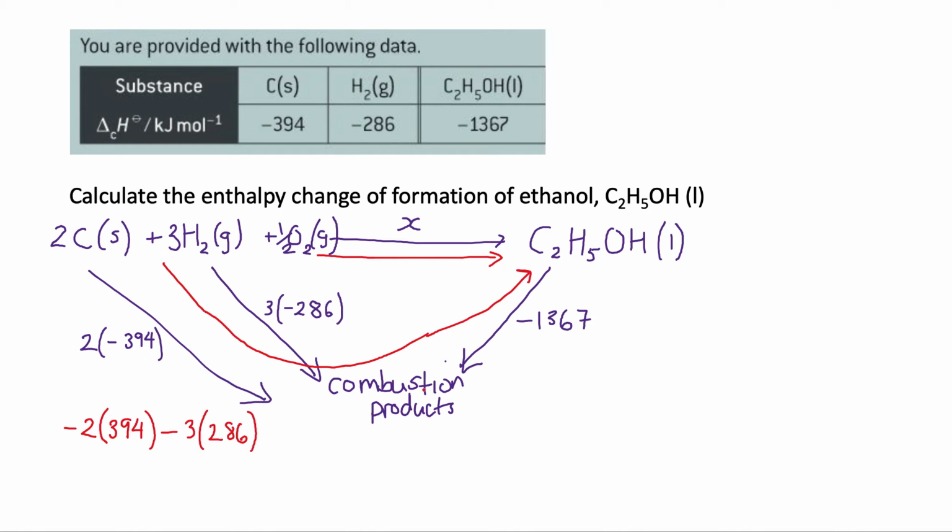Okay, so we're now at our combustion products. We want to go from our combustion products to our actual product. So we're now going to go in the opposite direction of this purple arrow here. So that means we have to change the sign of this. So that's going to become plus 1367. If I plug that all into my calculator, I get a value of minus 279 kilojoules per mole.